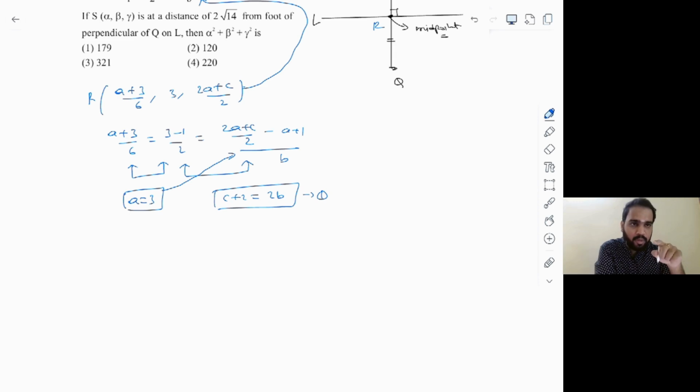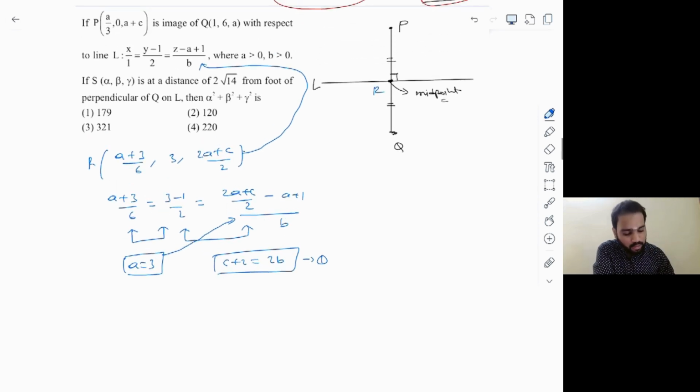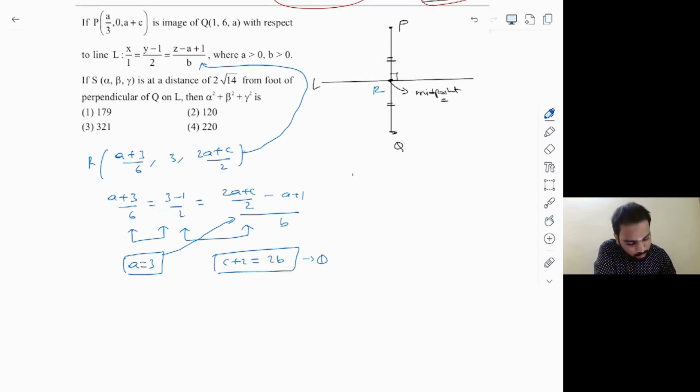So I substituted the midpoint in the line. But as I told, along with that one, I'm going to find out the DRs of this PQ here. So let's calculate the DRs of PQ. We have seen this many times in the previous videos also. a by 3 minus 1, comma 0 minus 6, comma a plus c minus a, which will be c. So these are your DRs of PQ.